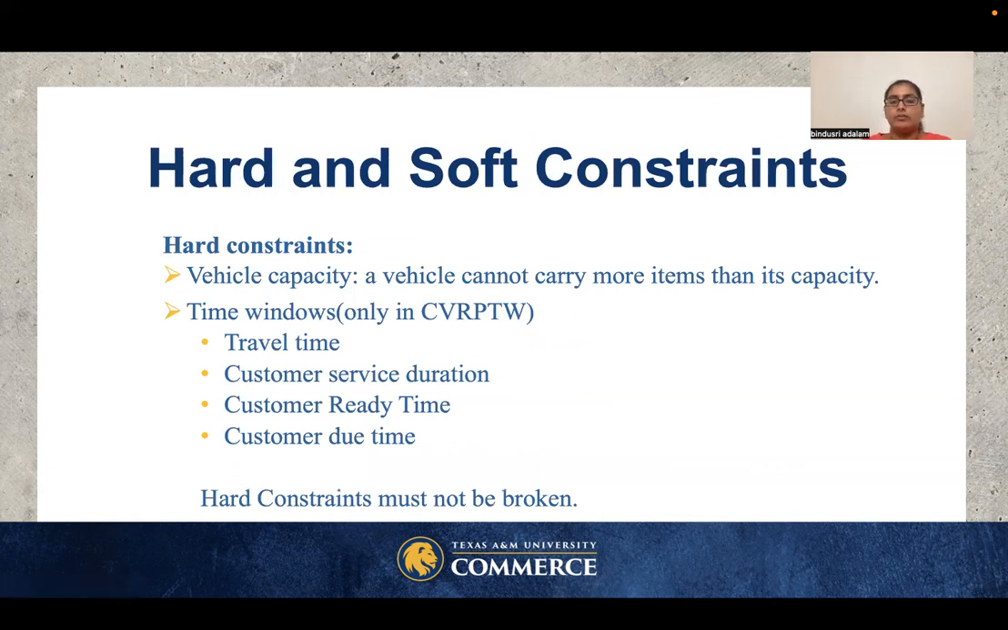Then while designing VRP, you should keep in mind the hard and soft constraints. Coming to the hard constraints, we have the vehicle capacity. A vehicle cannot carry more items than its capacity. Then we have time windows. This is in the case of capacitated VRP with time windows. We have travel time, customer service duration, customer ready time, customer due time. You have to always make sure that the hard constraints must not be broken.